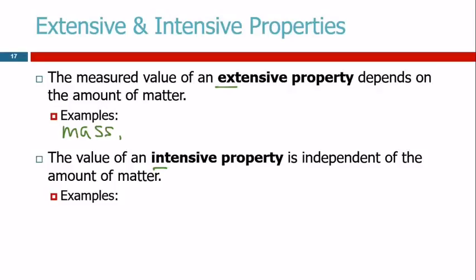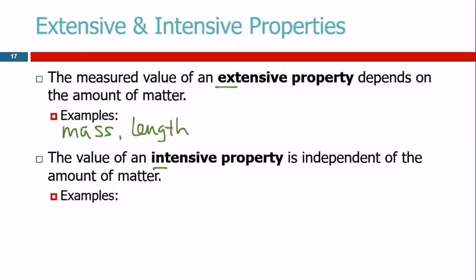How about the length of this piece of paper? This full sheet and the quarter sheet. Is the length different? Yeah. It depends on the amount of substance. So the mass, the length. What about the color of the paper? Those two pieces of paper, they're the same color, aren't they? That doesn't depend on how much of it I have. The color is an intensive property.